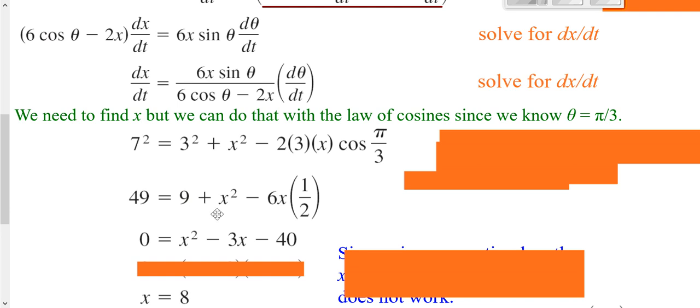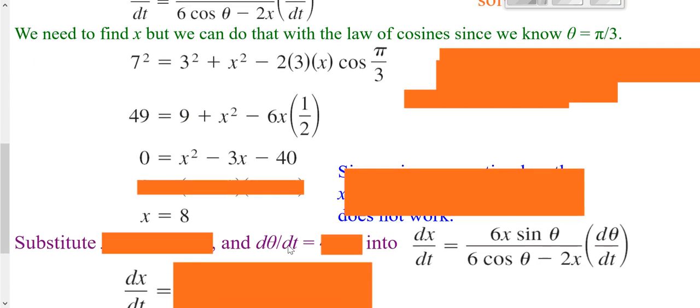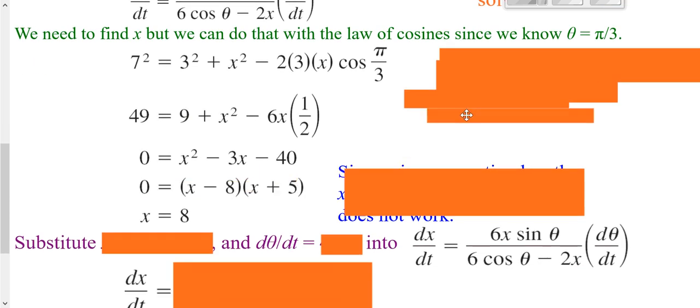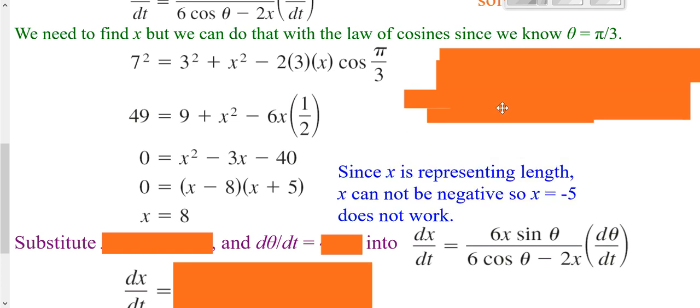So we'd have our x squared minus our 3x. We'd have to subtract the 49 from both sides, giving us this. Now this one does factor quite nicely. We get two answers of -5 and 8. So we know in the context of our problem our x can't be -5, so we know it's 8.